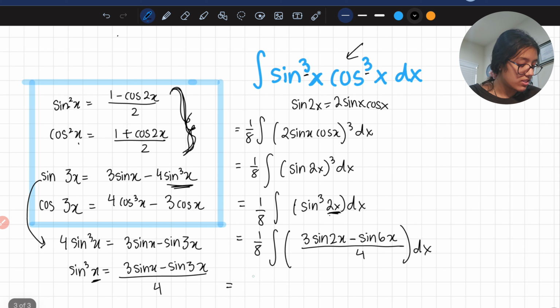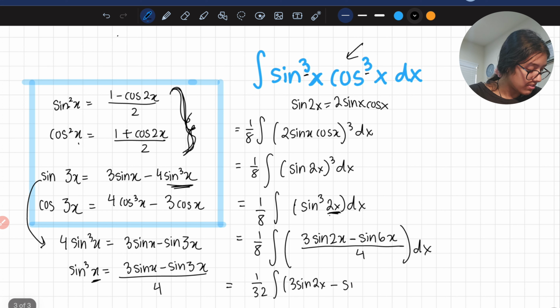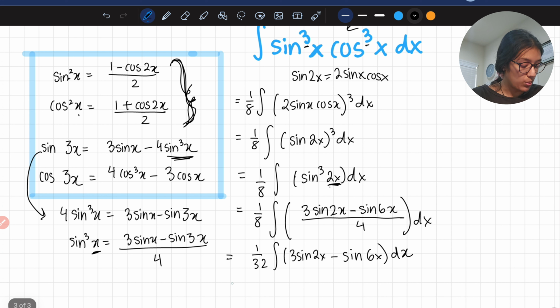I'm going to simplify this, so we have 1/8. Actually, wait, no, let's take that 4 out. So we have 1/32 integration of 3 sine 2x minus sine 6x. Once again, you're just going to apply u substitution over here, but for time's sake, I am simply going to solve this.